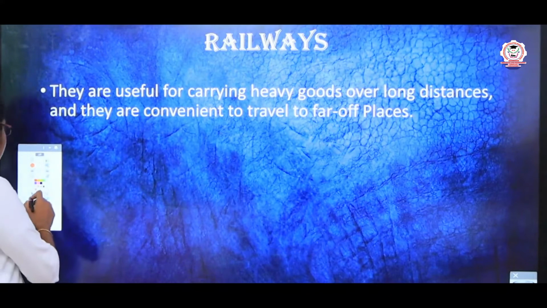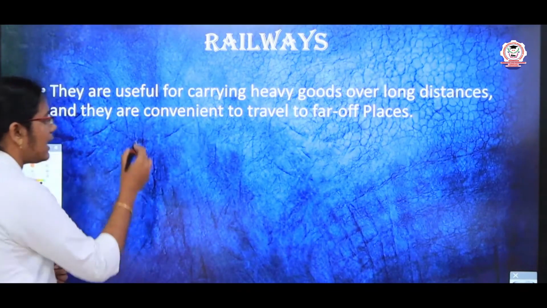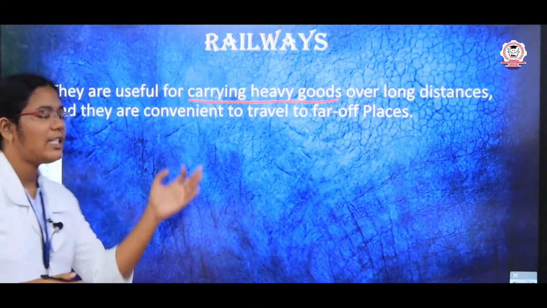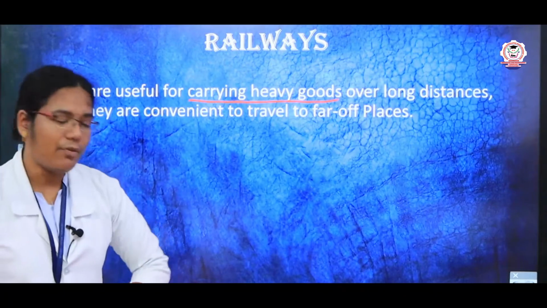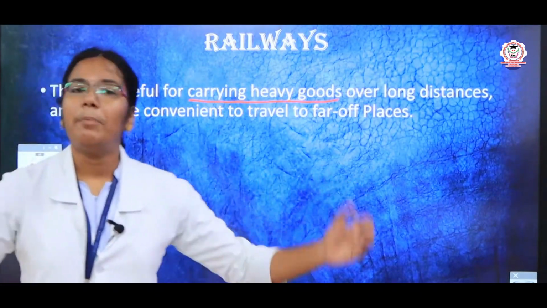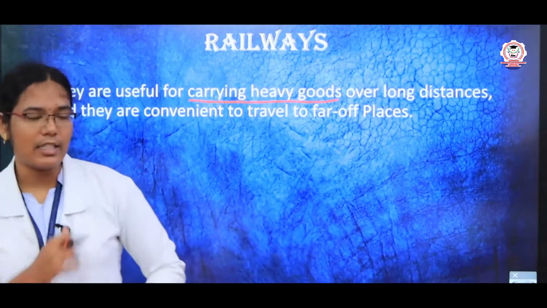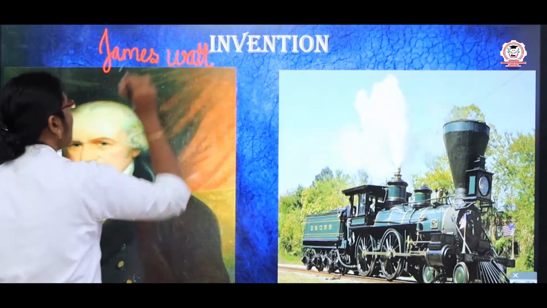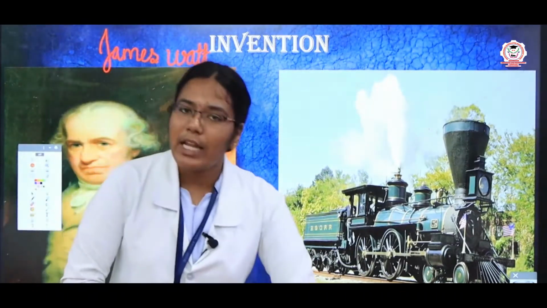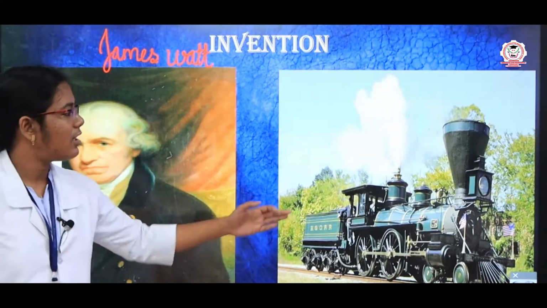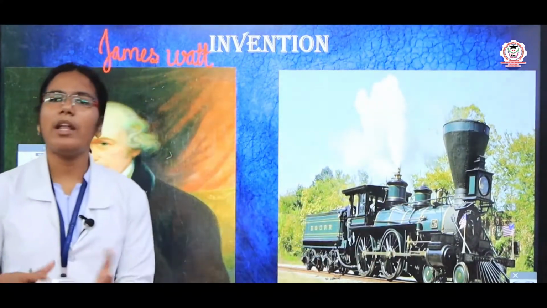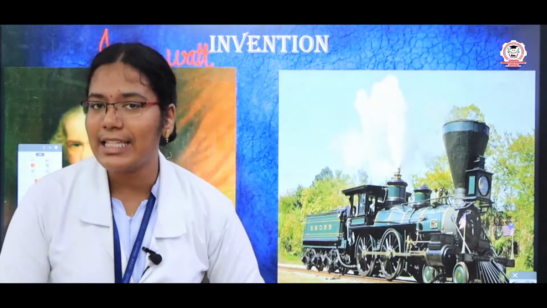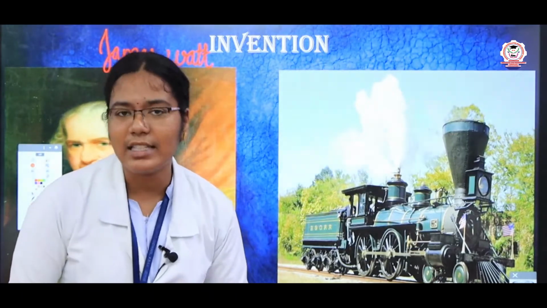They are useful for carrying heavy goods over a long distance and they are said to be very convenient for traveling to far off places, which means a very long distance. The first rail engine is said to be a steam engine. James Watt invented the first rail engine, the steam engine. So nowadays the train runs with the help of coal, diesel, and nowadays we are using electricity as a fuel.